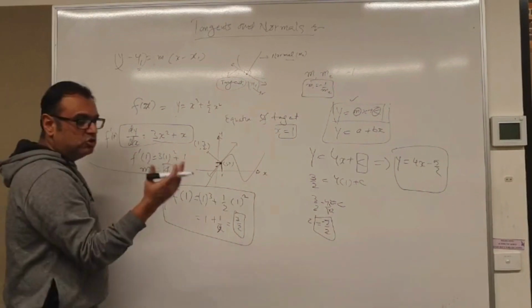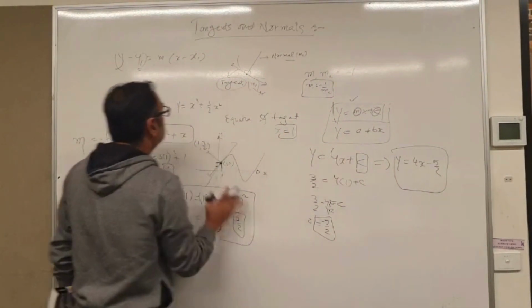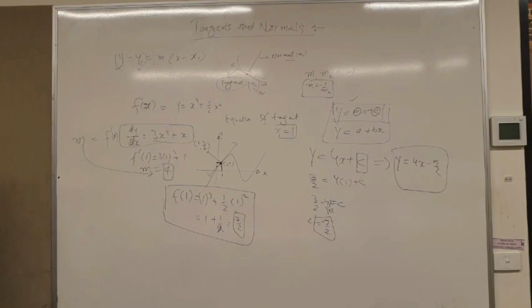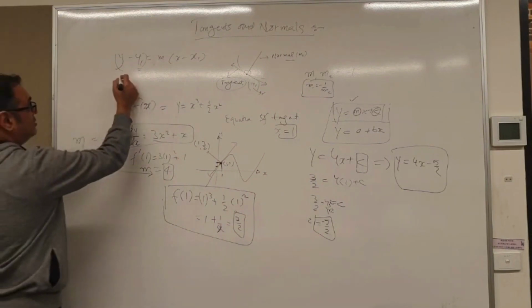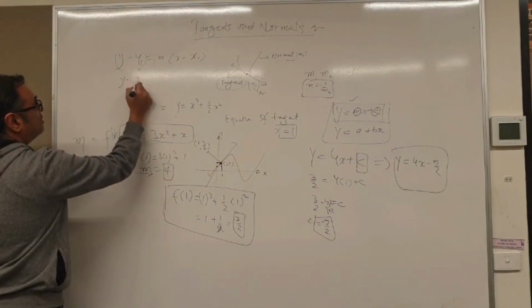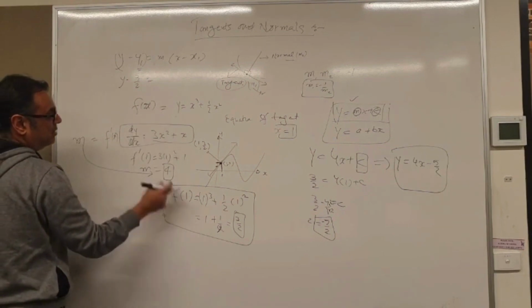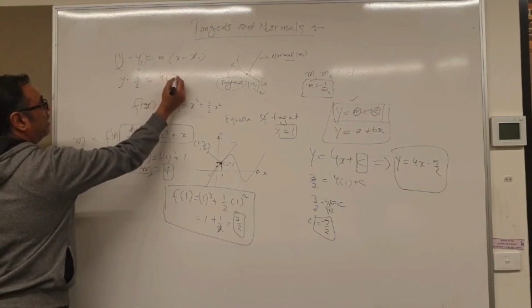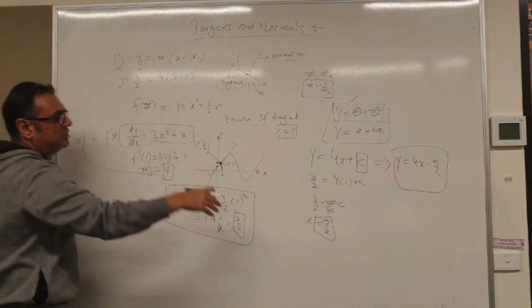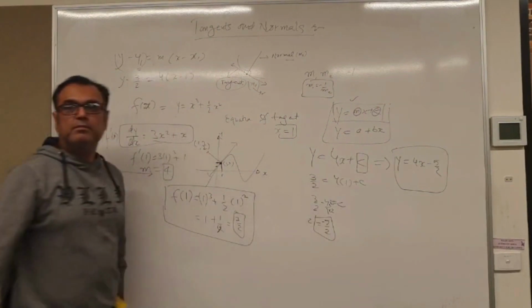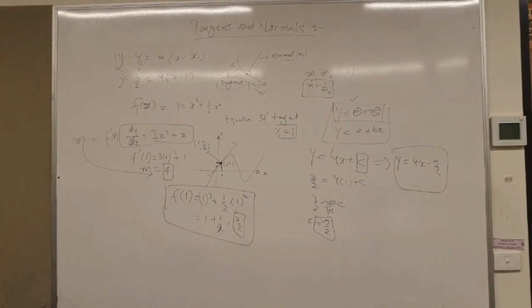It's your choice whether you go this direction or this direction. That's a good point. So you say y minus 3 over 2 equals m, which was 4, times x minus 1, and when you rearrange it, you land at the same spot. Does that make sense?